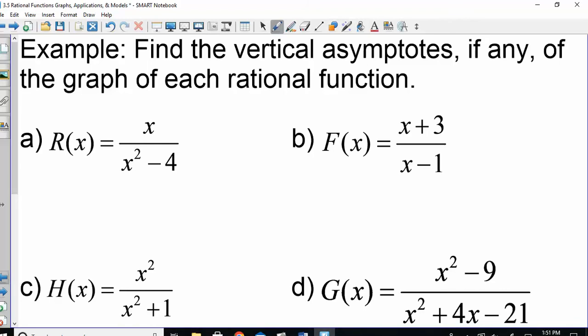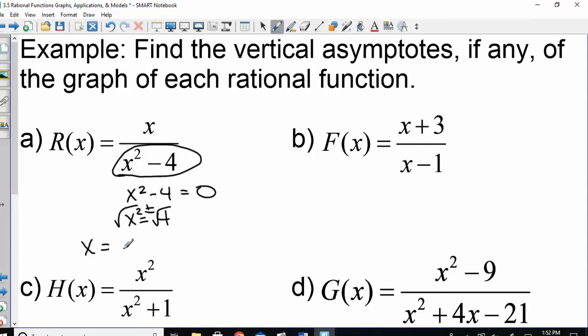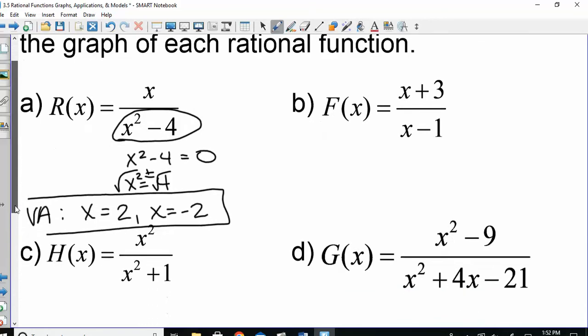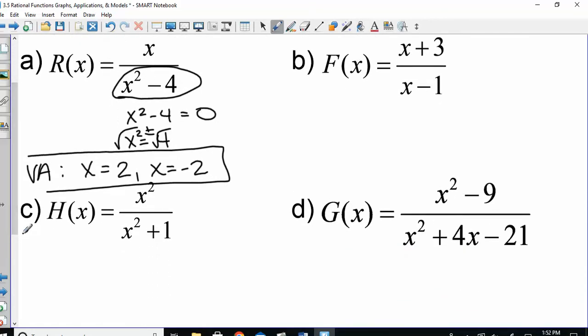All right, so vertical asymptote, we said, is x equals whatever makes the bottom 0. Very closely related to the domain. So here's the bottom. What makes x squared minus 4 equal 0? Square root plus and minus. So I have two vertical asymptotes on this one. X equals positive 2 and x equals negative 2. I usually just write VA for vertical asymptote. They are equations, so make sure the x equals is an important part of that.